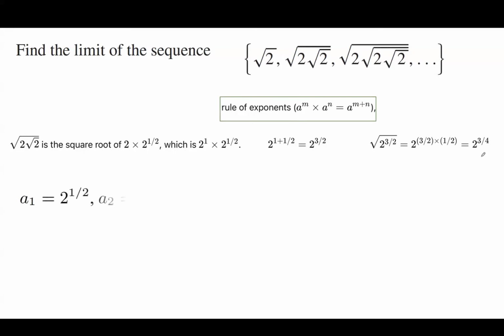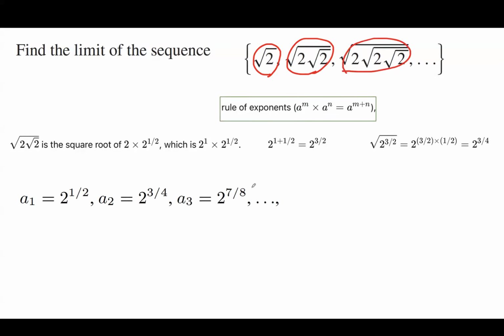Why do we want to use this? Because a1, the very first term of the sequence, is square root of 2. The second term of your sequence can be written as 2 to power 3 fourths. And the third term of your sequence can be rewritten as 2 to power 7 over 8, and so on. So do you see any pattern? Yes, we do. An can be written as 2 to power (2 to the n minus 1) divided by 2 to the n.